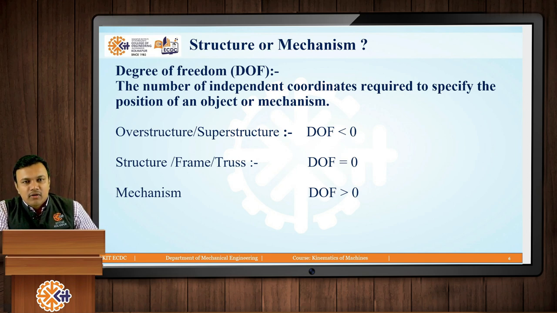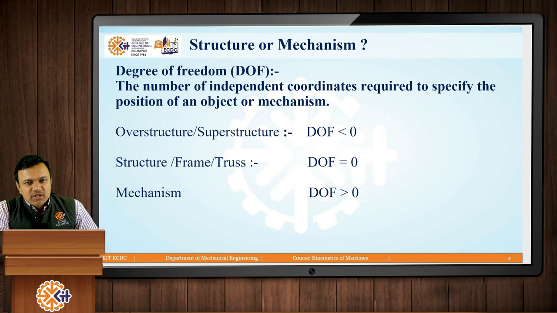If the tall towers are having positive degrees of freedom, then that tall tower is going to move. Whereas if the superstructure is going to have negative degrees of freedom, what it means is, if any of the links is going to get broken, still that superstructure is going to get converted into a structure. So it is not going to have any mobility, or any degree of freedom.